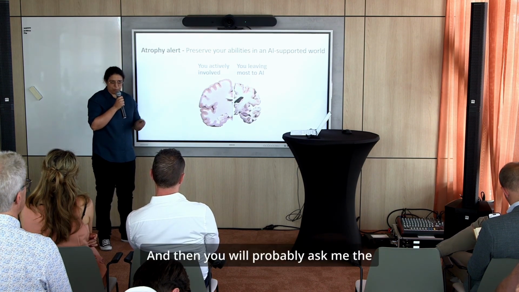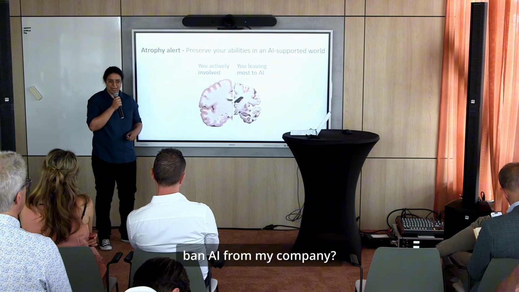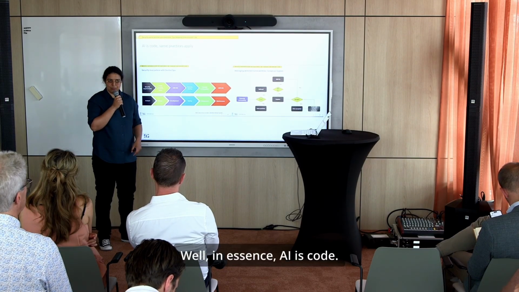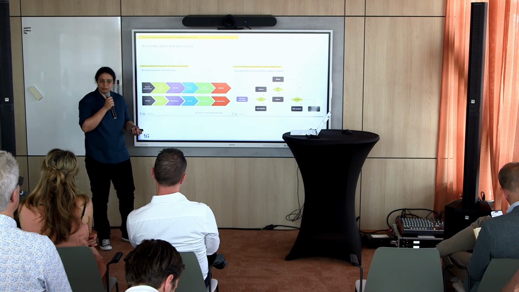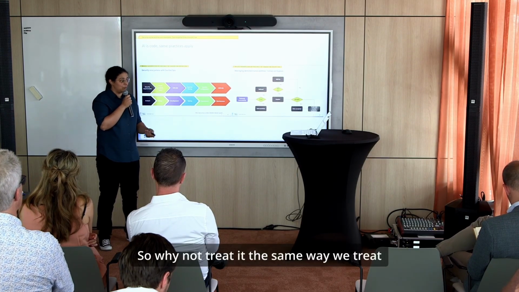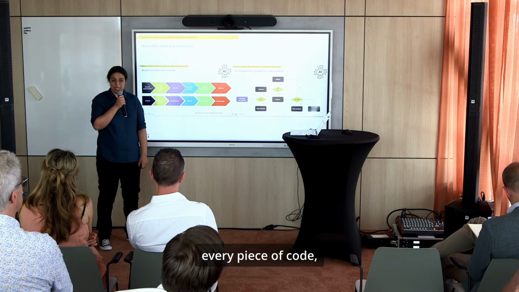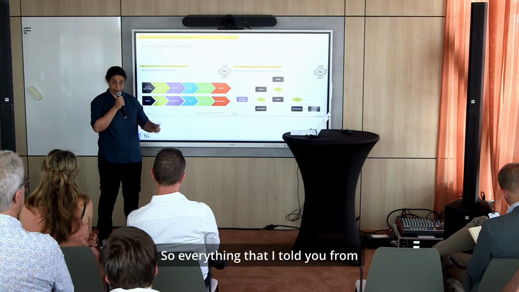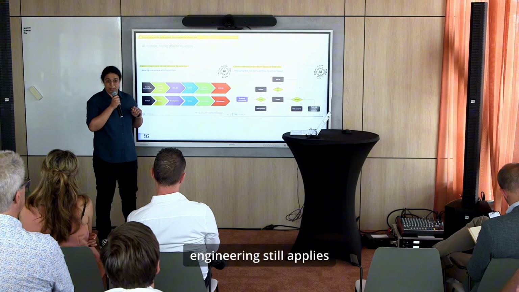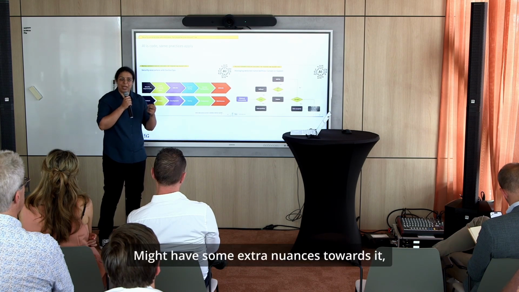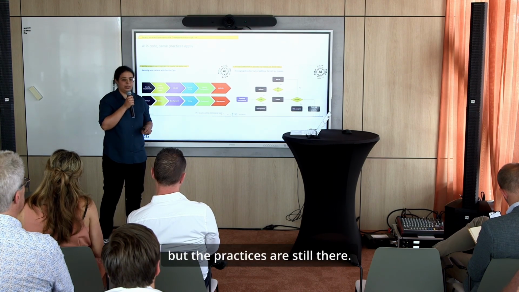And then you will probably ask me the question, should I ban AI from my company? Is this dangerous? How should I handle my AI? Well, in essence, AI is code. And what AI generates in our sector is code. So why not treat it the same way we treat every piece of code, the same way that Maxxton implemented it. So everything that I told you from beginning to end about software engineering still applies the same way to AI. Might have some extra nuances towards it, but the practices are still there.